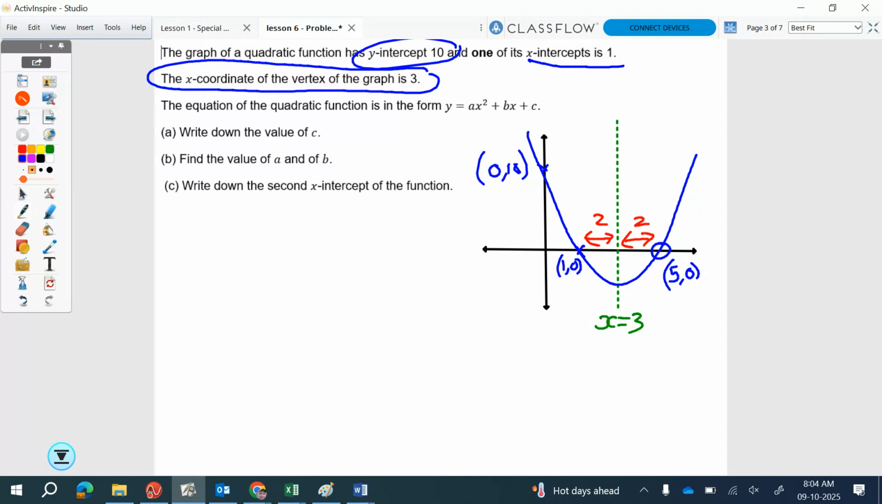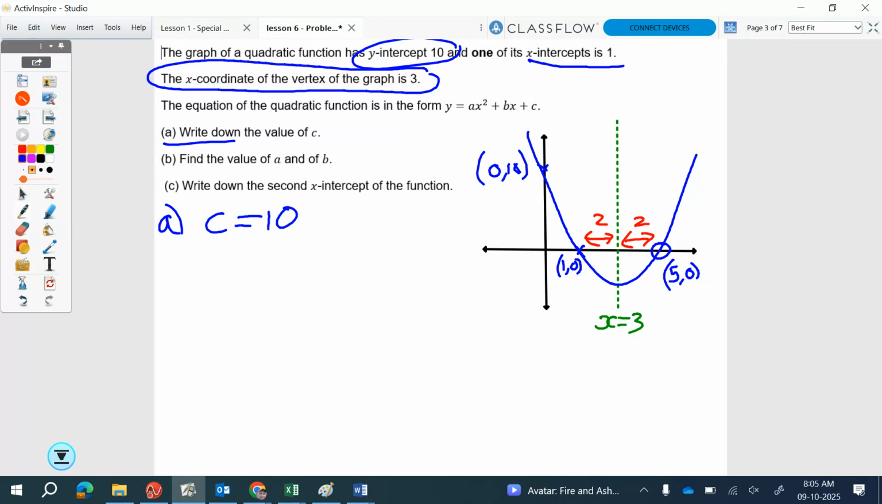So now, our first part, A, says write down the value. Write down means there's not really any work involved in this one. The information's right in front of you. So think that when you see the write down. So we have to write down the value of C. What is that going to be? 10. C is the y-intercept constant on all polynomial functions.